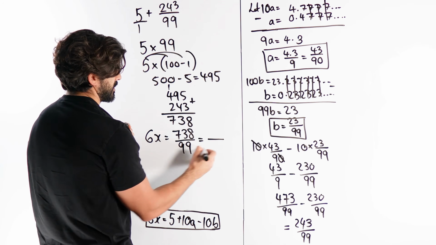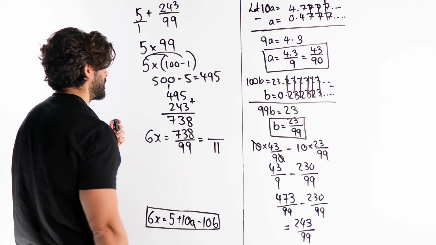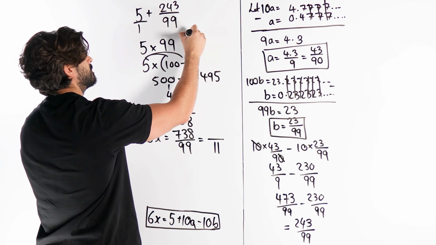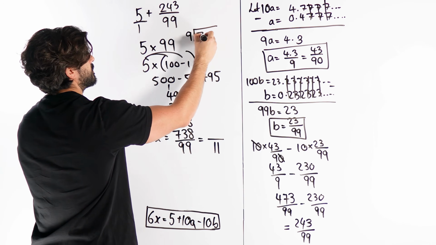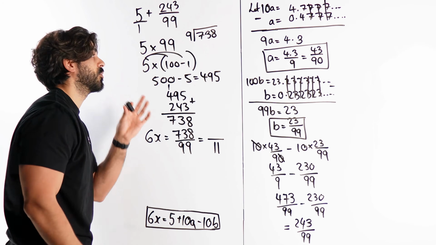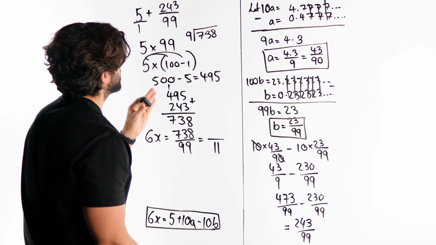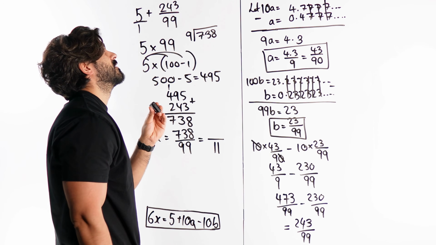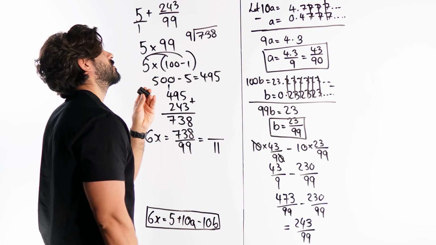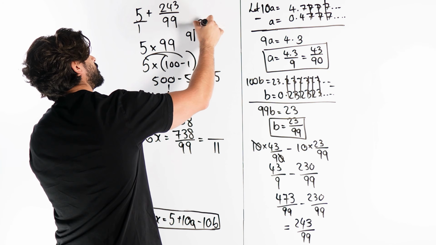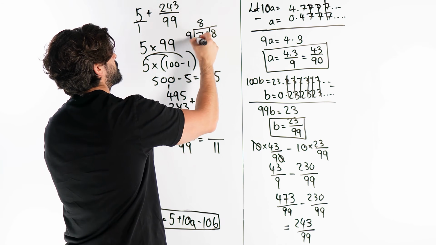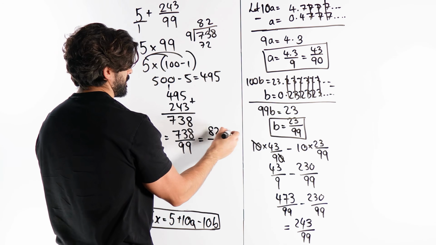So the denominator divided by 9 is 11. How many 9s go into 738? Where do I have space? I'll do it here. 738. How many 9s go into 7? Can't. How many 9s go into 73? 9 times 8 is 72. When you subtract it, you get 1. So 82. 82 over 11.